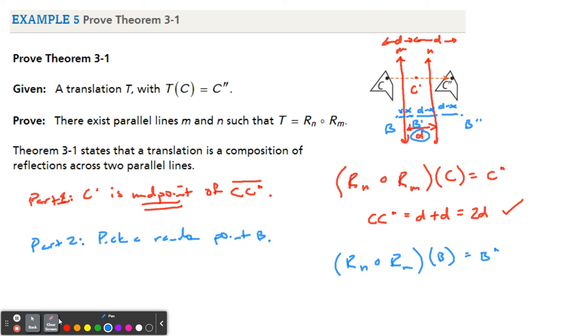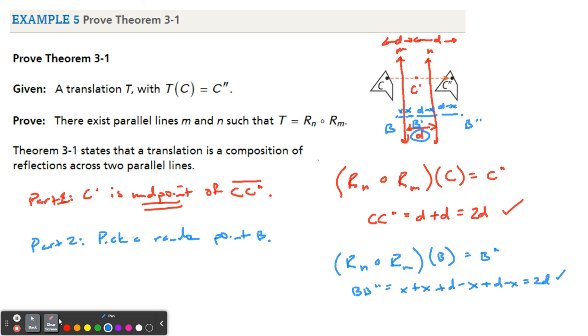So how far is it from B to B double prime? Well, let's add it up. From B to B double prime is X plus D minus X plus D minus X. These X's cancel with those X's. D plus D is 2D. And there we go. We proved this theorem again for some random point.